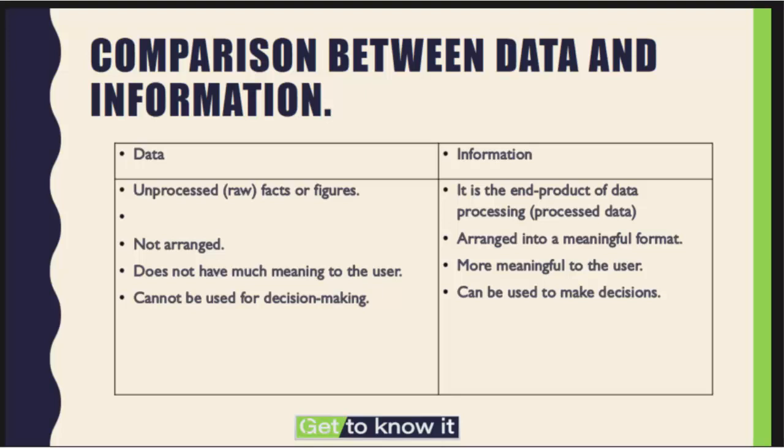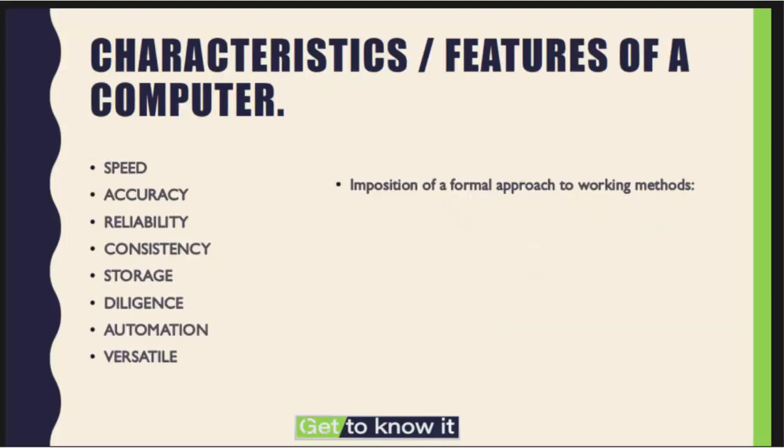And the comparisons are self-explanatory. We have data being unprocessed facts or figures, while information is the end product of data. Data is usually not arranged, while information is arranged into a meaningful format. Data does not have much meaning to the user, while information is more meaningful to the user. Data cannot be used for decision making, while information can be used to make decisions. So those are just a few comparisons between data and information.